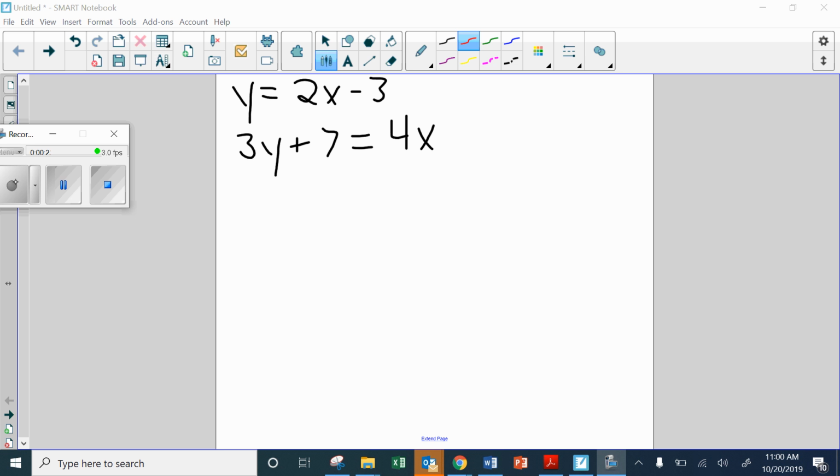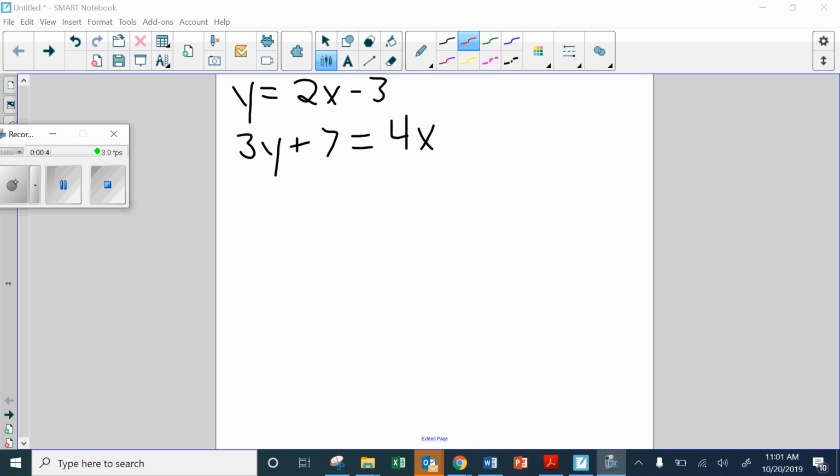So when I come up with my x and my y value, it should solve the top equation and the bottom equation. Most of the time, there's going to be one possible solution. Sometimes there could be an infinite number of solutions, or there might be no solution that works for both equations.